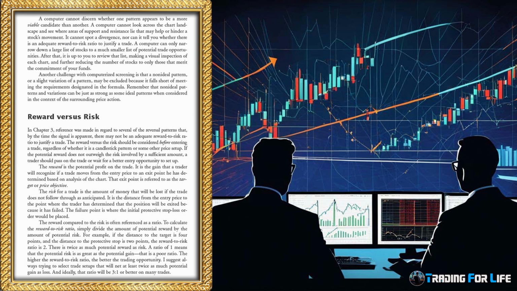It cannot spot a divergence, nor can it tell you whether there is an adequate reward-to-risk ratio to justify a trade. A computer can only narrow down a large list of stocks to a much smaller list of potential trade opportunities. After that, it is up to you to review that list, making a visual inspection of each chart and further reducing the number of stocks to only those that merit the commitment of your funds. Another challenge with computerized screening is that a non-ideal pattern or a slight variation of a pattern may be excluded because it falls short of meeting the requirements designated in the formula. Remember that non-ideal patterns and variations can be just as strong as some ideal patterns when considered in the context of the surrounding price action.